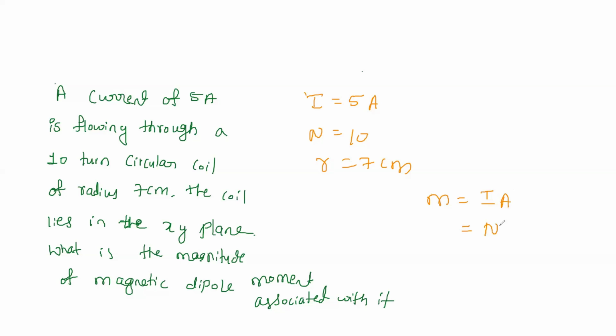But here, since the number of turns is given, it becomes n into I into A. So n value is 10. Then I value is 5 ampere. Area is not given, but for the current carrying wire you can take area as pi r square. So n is 10, current is 5, then pi value is 3.142 into radius, given as 7 centimeters. So convert 7 centimeter to meter, 7 into 10 raised to minus 2, whole squared. Check out the answer, what you are getting, and tell me the answer, students.